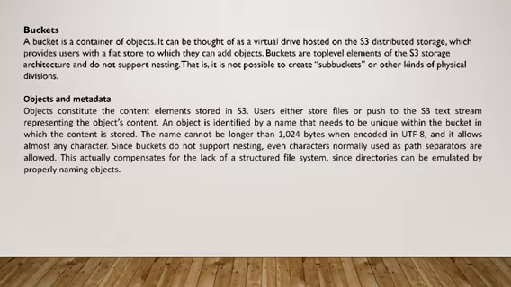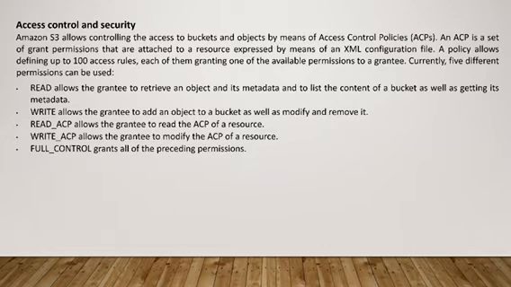Buckets are top-level elements of S3 storage that do not support nesting, nor can they be used to create sub-buckets. Amazon S3 allows controlling the access to buckets and objects. Currently, 5 different permissions can be used. First is read, which allows retrieving the object. The second one is write, which allows adding, removing, and modifying the objects. Then read ACP, which allows reading the ACP resources. Write ACP allows modifying ACP resources. And full control grants all the permissions.